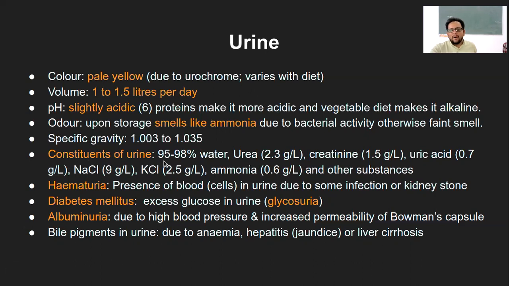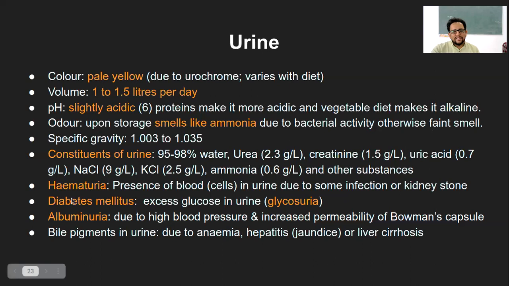Constituents of urine: almost 95 to 98% is water, and the remaining percent is solute, which includes urea, creatinine, and uric acid being the major ones, and sodium chloride, potassium chloride, ammonia, and other substances. You are not supposed to remember these numbers of the subcomponents, but you surely need to remember the names of these constituents. The maximum percentage is urea because that's what all the nitrogenous waste gets converted into, and some amount gets converted into uric acid as well as the creatinine component.